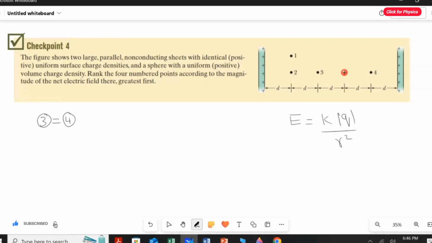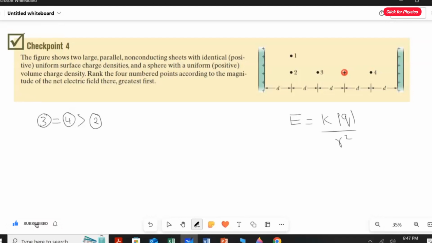Now we have to see the second location, and the distance from point 2 to the positive charge is 2 times d. So now the distance is increased. When the distance is increased, the electric field strength will be weaker, right? So the second highest electric field strength is at the second point. Why? Because for 3 and 4 the distance is small, that's the reason they take the first place. And for the second location, the distance from point 2 to the charge is 2 times d, so this is the second highest electric field. So the second location is the second rank.